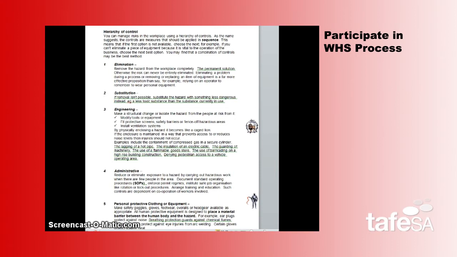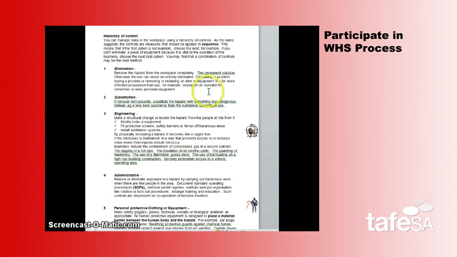There are 5 options to use when using the hierarchy of control. These are elimination, substitution, engineering, administrative, and personal protective clothing. You should download the handout that gives you a good description of each of these hierarchies of control measures. In this situation, the best option is to eliminate the stool. Eliminating the problem during the process or removing or replacing an item of equipment is a far more effective proposition.